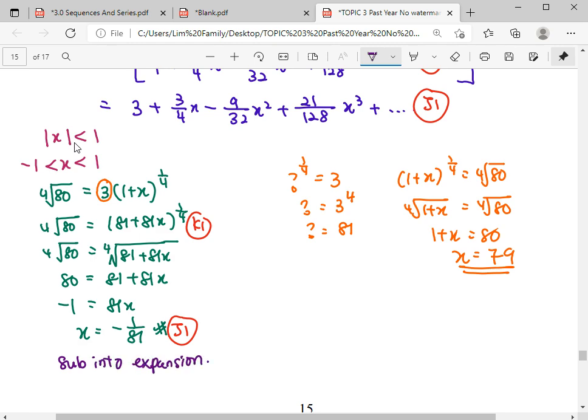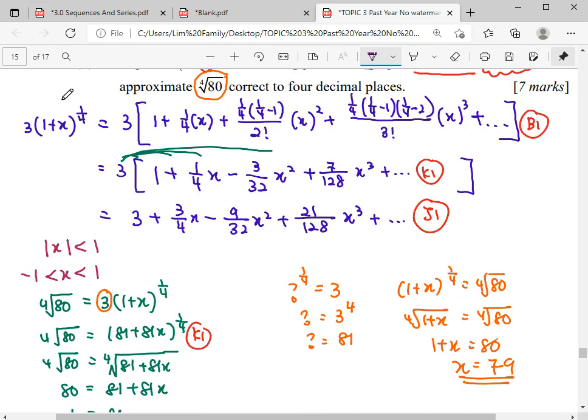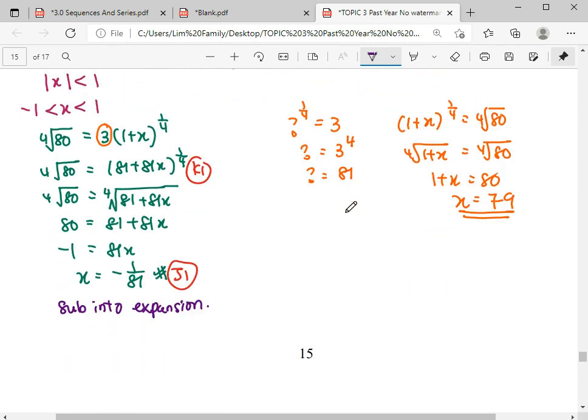For left hand side and right hand side, that's why I asked you to write the title of your expansion clearly. What is your right hand side? What is your left hand side? So this is my right hand side. This is the x I'm going to substitute. So I substitute my x, it becomes negative already.